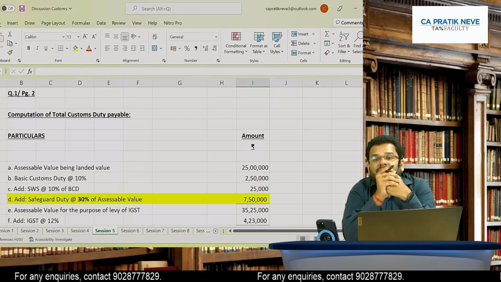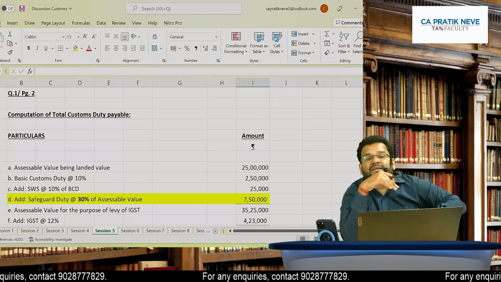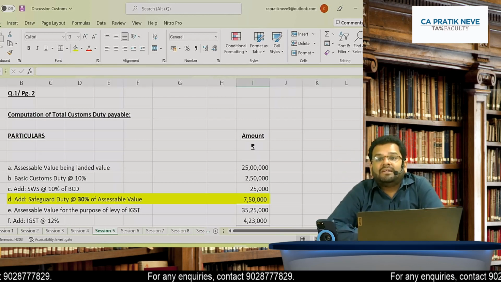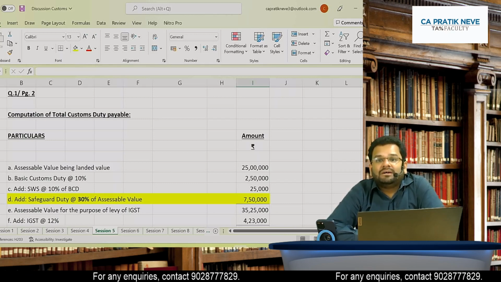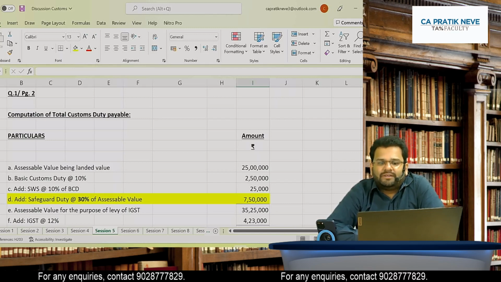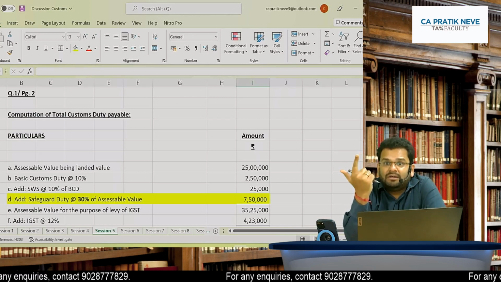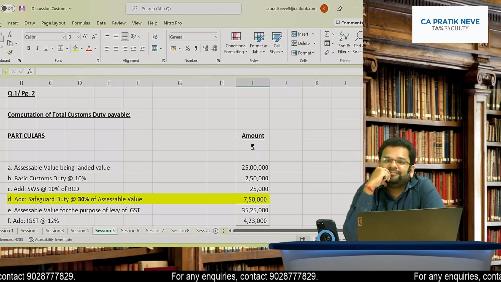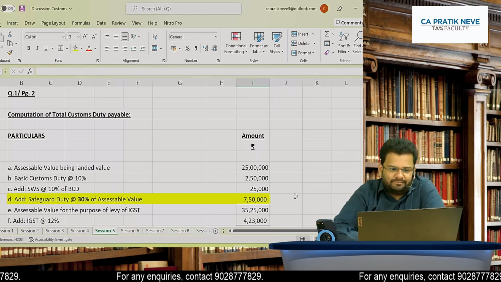So they will increase the prices. Indian government will increase the prices of import. How they can increase the prices of imports? By increasing the duty. Along with basic custom duty, they will charge safeguard duty also. So when safeguard duty is charged, there will be basic custom duty, SWS, safeguard duty, IGST. All things.